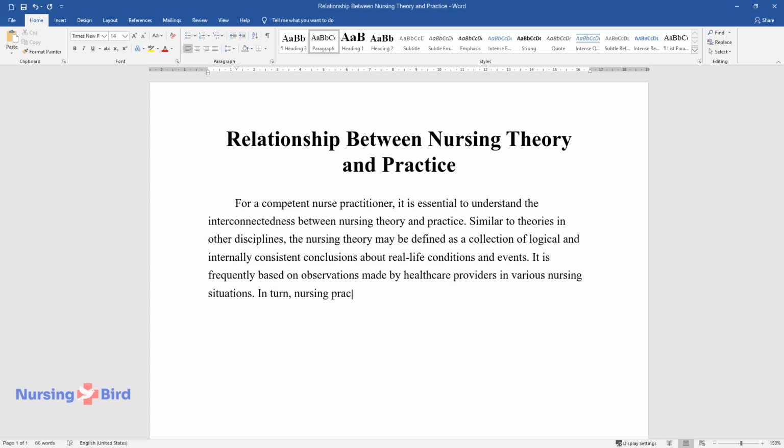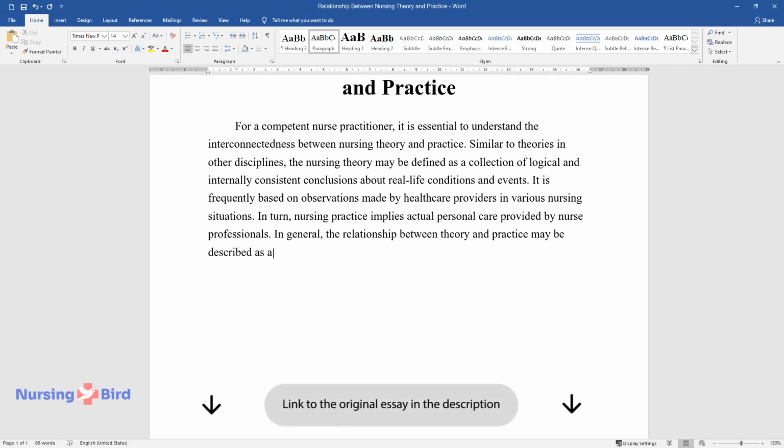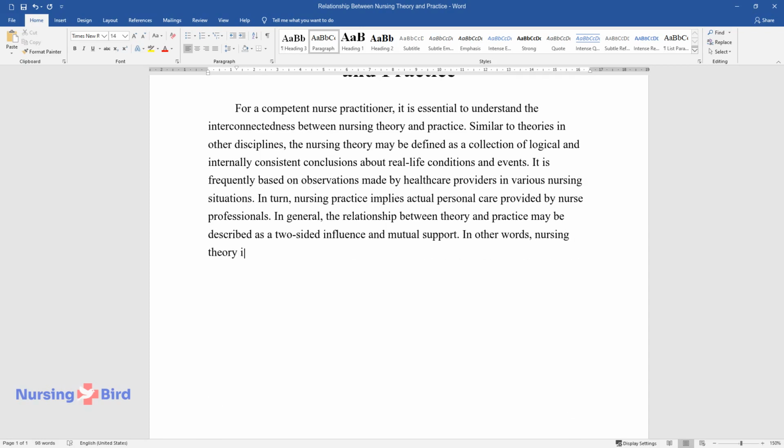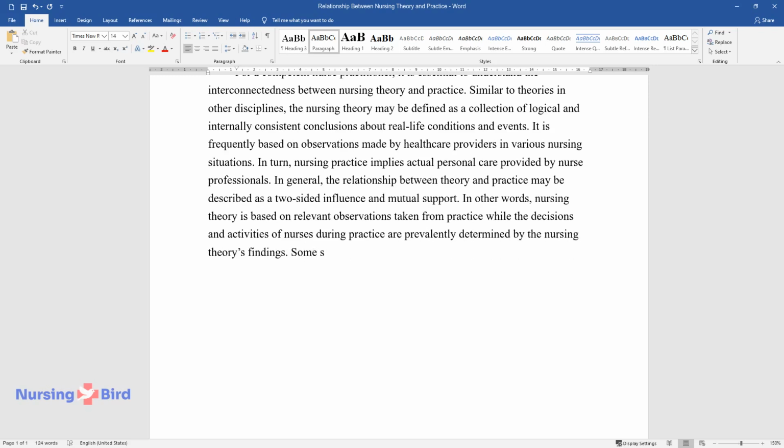In turn, nursing practice implies actual personal care provided by nurse professionals. In general, the relationship between theory and practice may be described as a two-sided influence and mutual support. In other words, nursing theory is based on relevant observations taken from practice, while the decisions and activities of nurses during practice are prevalently determined by the nursing theory's findings.